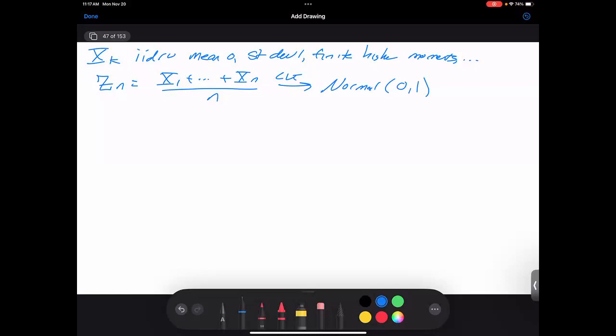Or maybe it's square root of n down below. I think it's actually square root of n down below. I don't think so. No, okay. Yes, okay. So this should be, this is the average value.